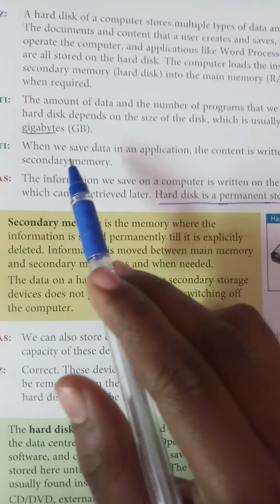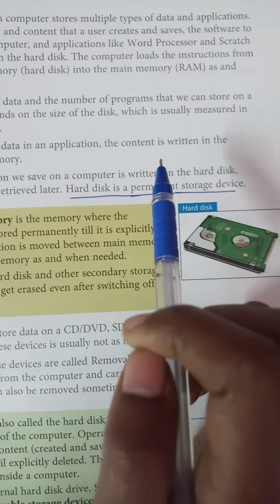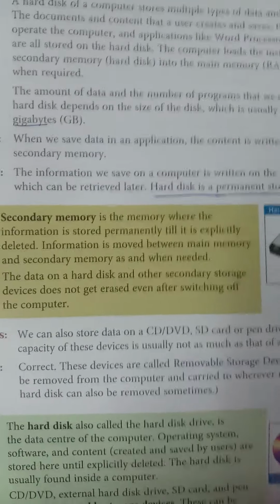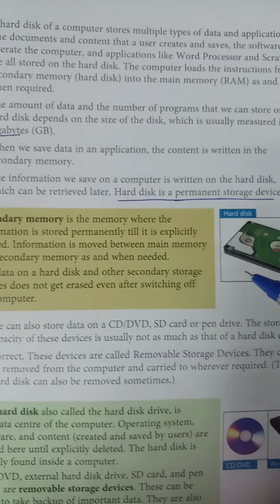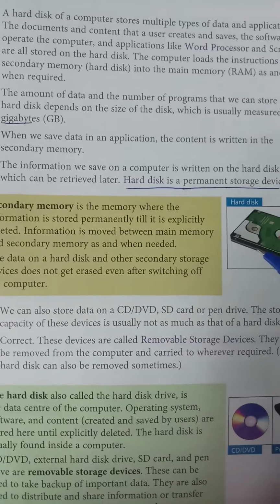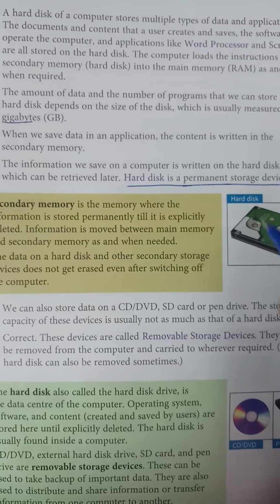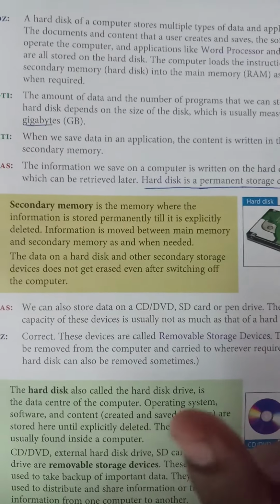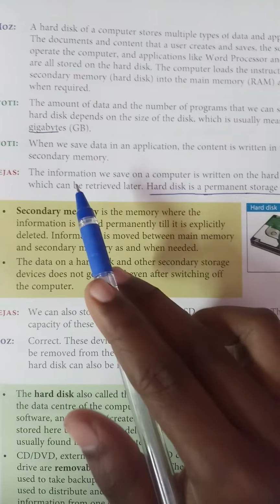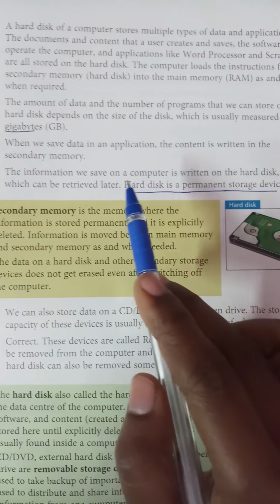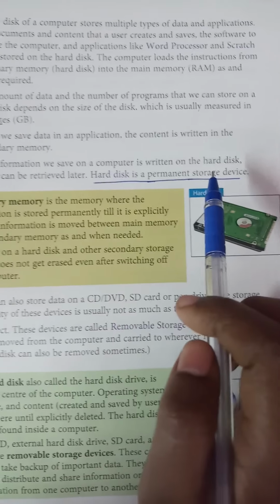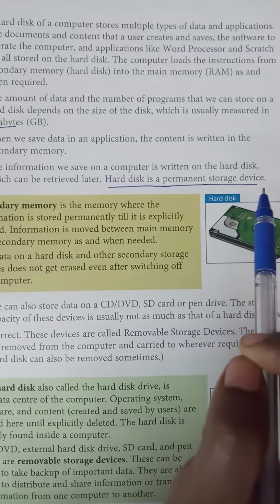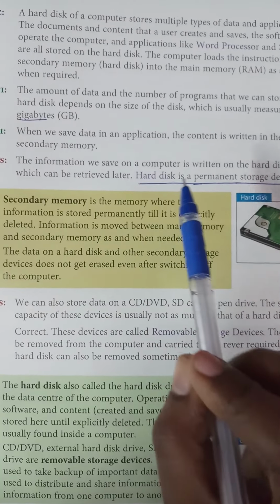It is saying when we save data in an application, the content is written in the secondary memory. For example, when you are using a word processor and you save your work, the content will also be saved in the secondary memory. The information we save on a computer is written on the hard disk, which can be retrieved later. Hard disk is a permanent storage device.